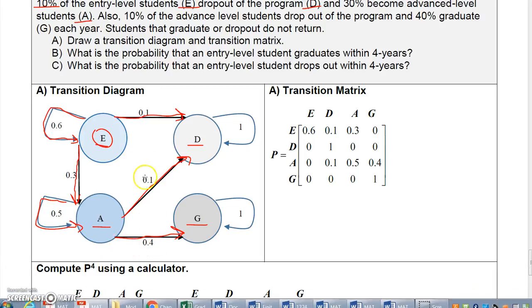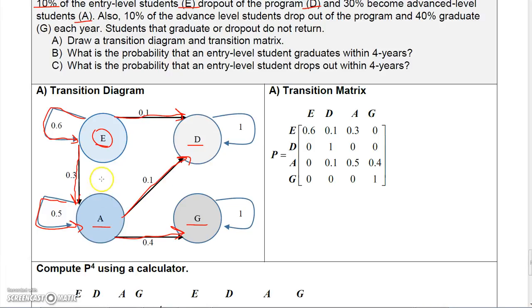Now, what you don't have is anybody going from the advanced level to the entry level. Also, once they drop out, they don't do anything else, so they continue to be dropped out at a 100% rate. So once they drop out, they don't return, so 100% of them remain dropped out. And those that graduate, 100% of those stay graduated, so they don't go anywhere after they graduate. So this is a little bit confusing, but let's put it in a transition matrix.